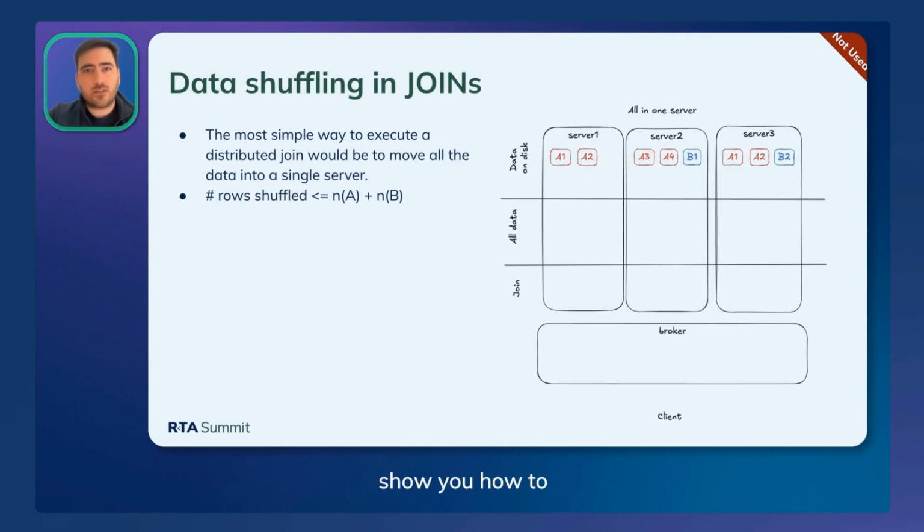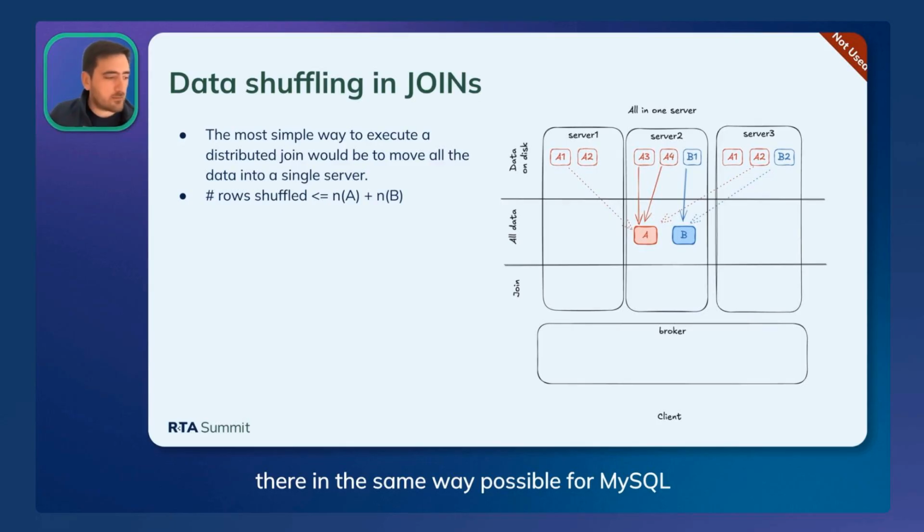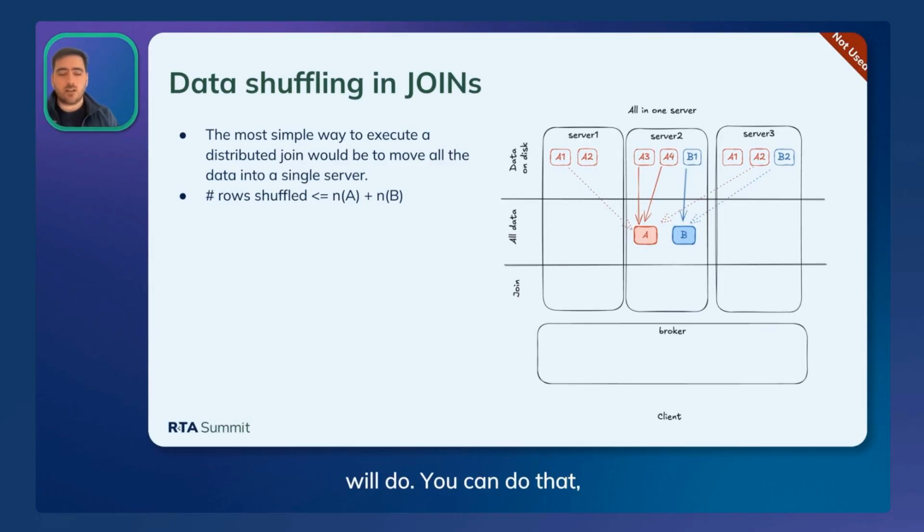First, I would like to show you how to implement a very naive join. Let's imagine that you have a cluster with 3 servers, server 1, 2, and 3. And there are 2 tables, A and B, and each square there, the red ones and the blue ones, are different segments of table A and table B, respectively. The easiest way to implement a join is to say, okay, let's move all data to a single server, and then execute a normal join there in the same way Postgres or MySQL would do, right? You can do that, and it works.